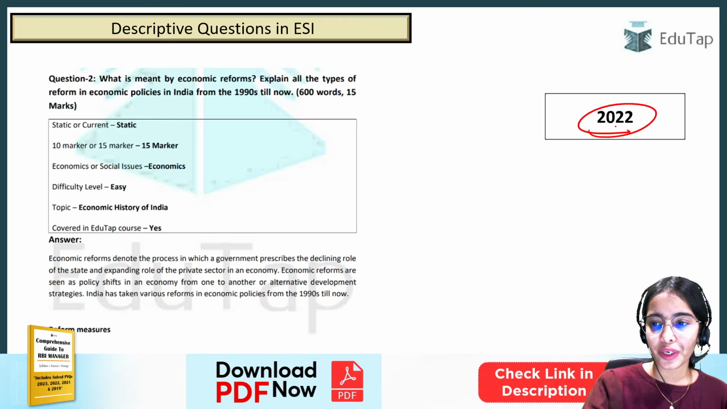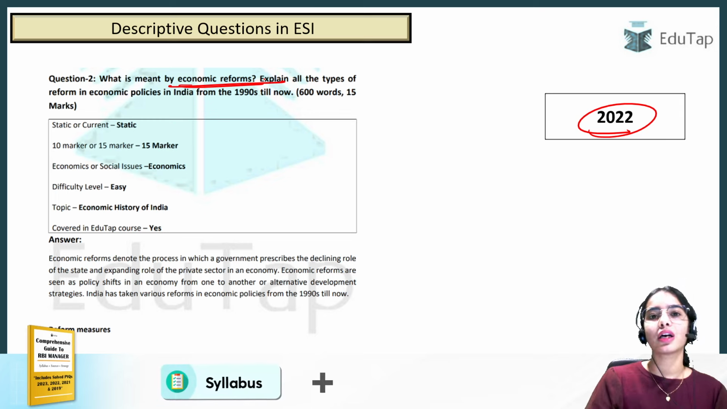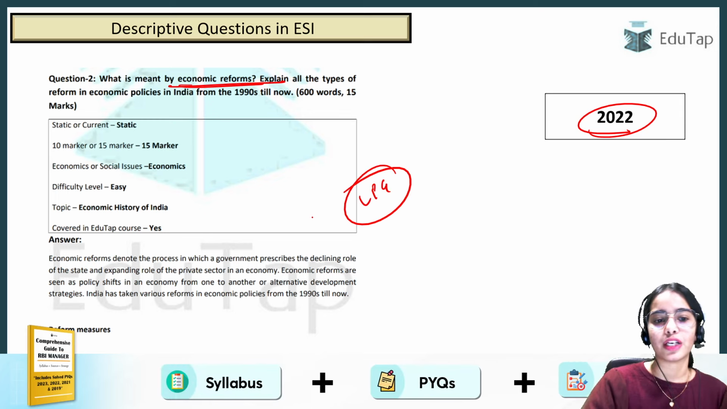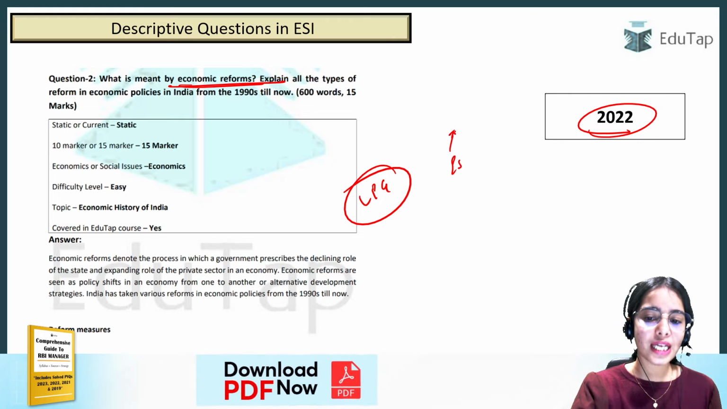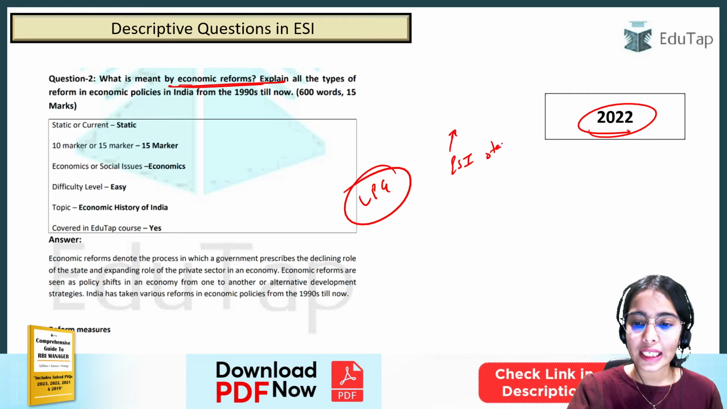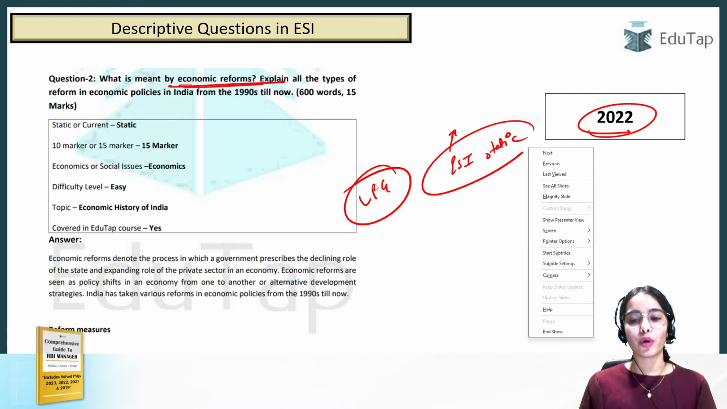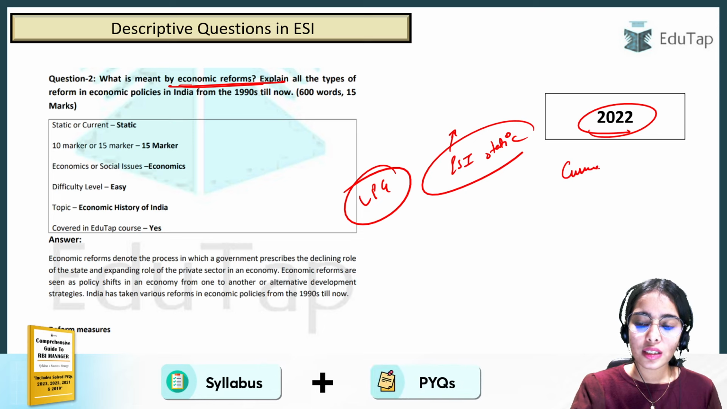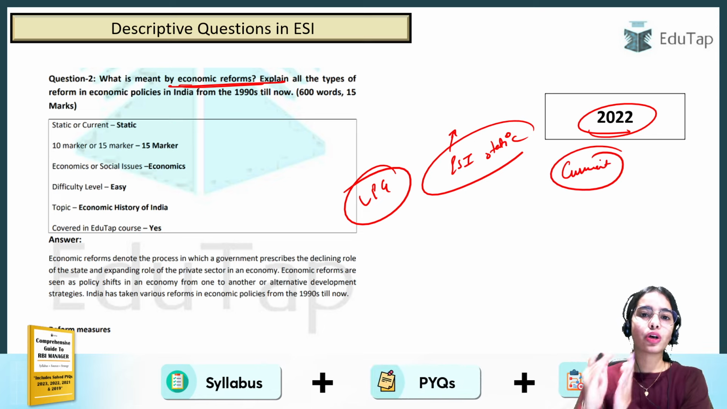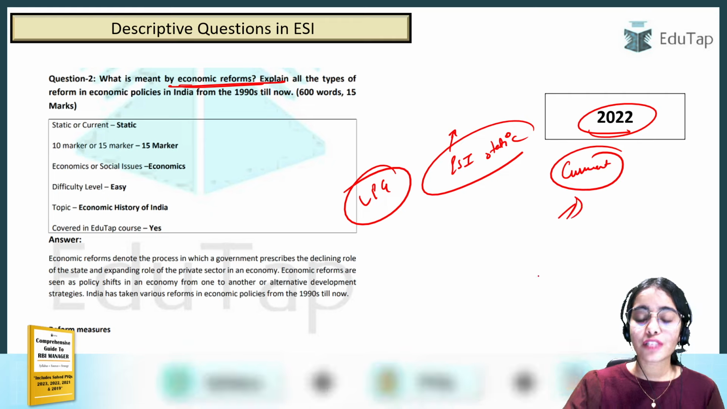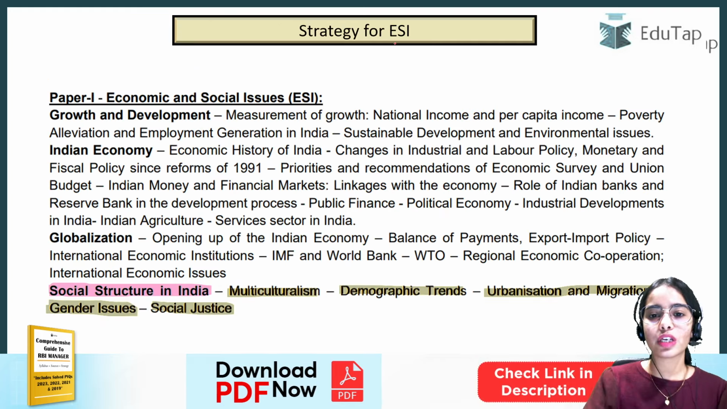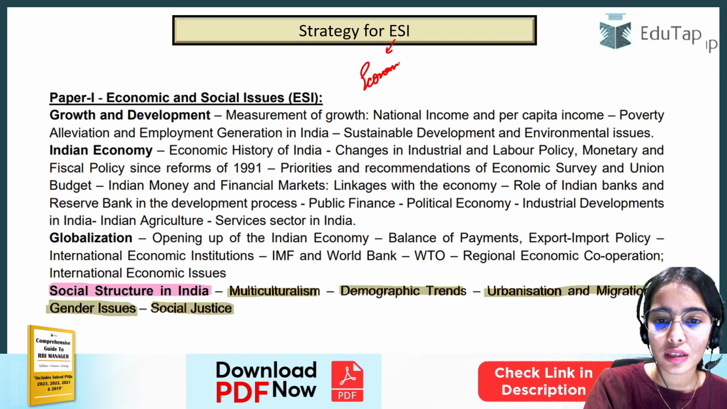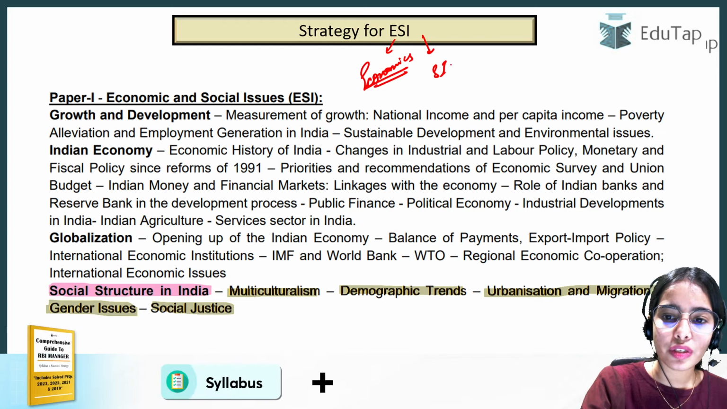Then in 2022, there was a direct question regarding the economic reforms: liberalization, privatization, globalization. So I hope you understand how important the chapters that I have shown you are, and how important the ESI static is from the exam point of view. Yes, the current holds the good weightage, the majority of the weightage, more than 50%, but you cannot leave the 30%, the 40% that is coming from ESI static. Okay. So in the strategy for ESI, we have seen the economics segment. Now we have to see the social issues segment.